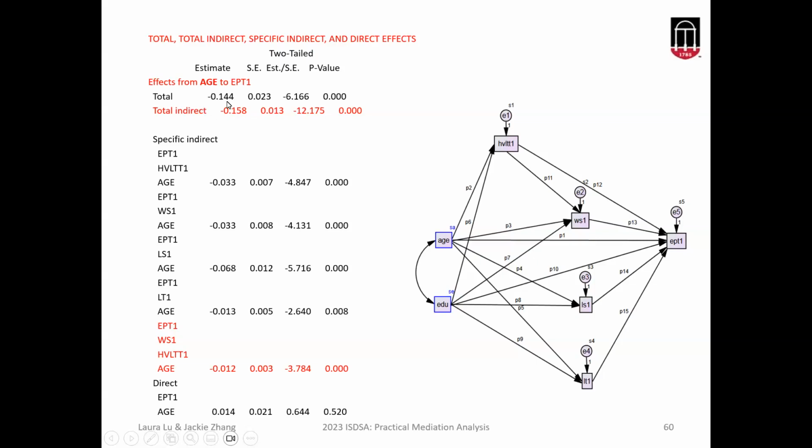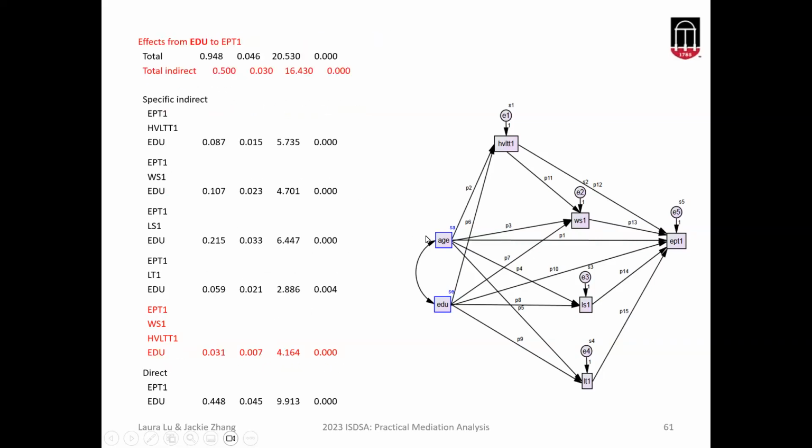So you can see that the total effect is actually negative. That makes sense. Because with a larger age, the EPT value should be less. If people get older, then the ability to deal with daily activities should be lower.